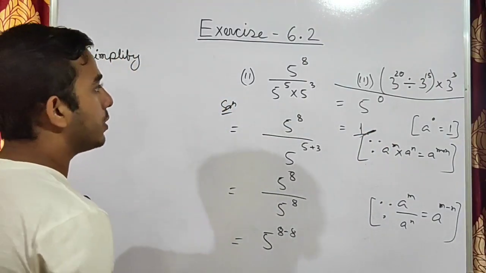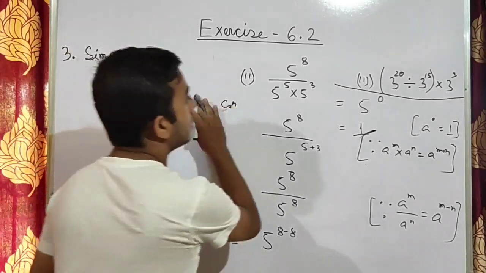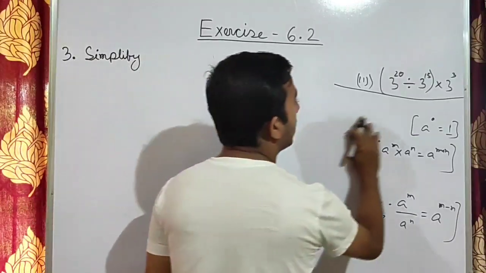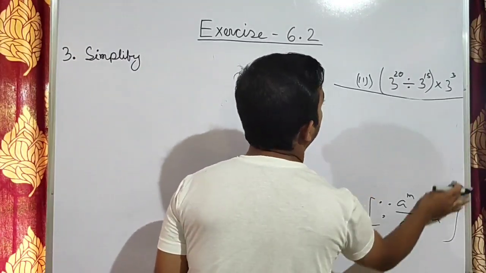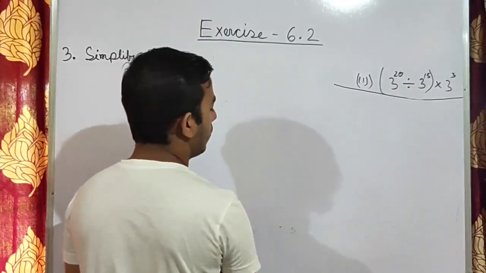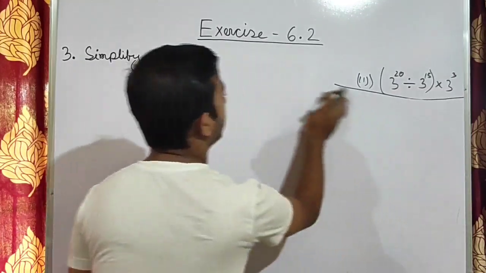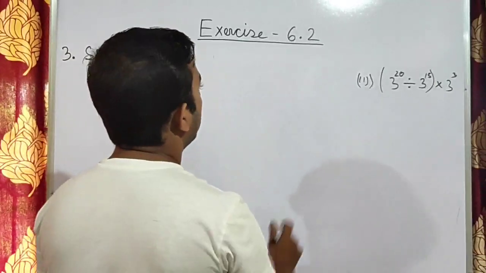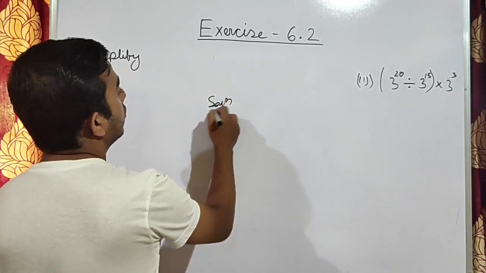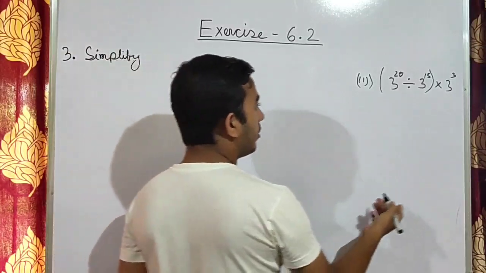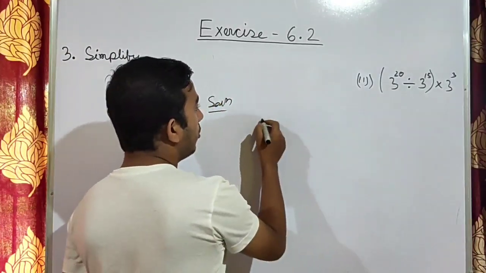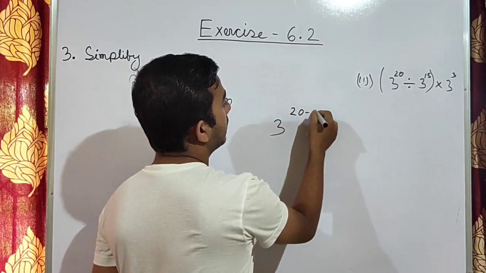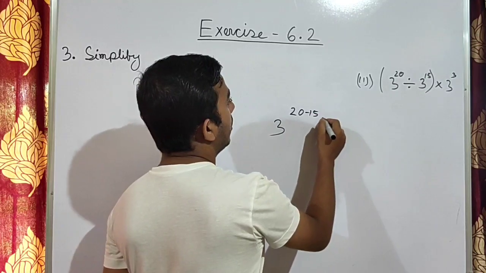So now let's move to our third question. Here third question is 3 to the power 20 divided by 3 to the power 15 into 3 to the power 3. So let's proceed, no problem. So it can be written what? We have one formula also, right? 3 to the power divide. So it will be 3. We will take base common, then 3, 20 minus 15. Clear? 20 minus 15.